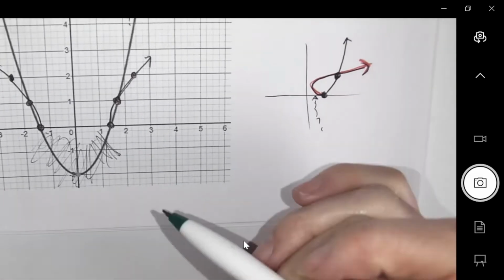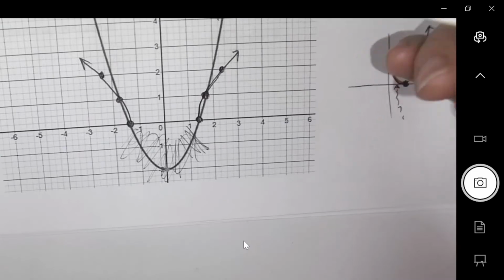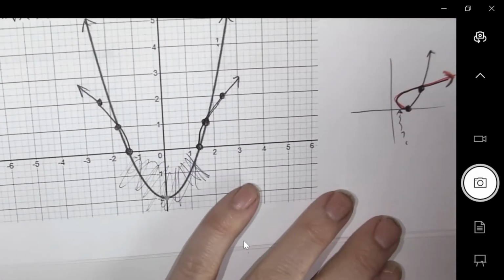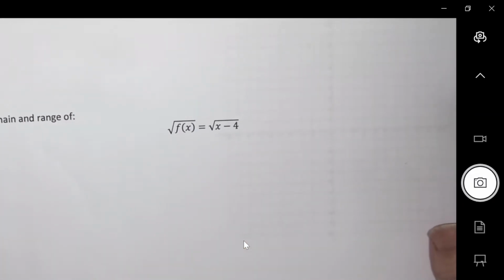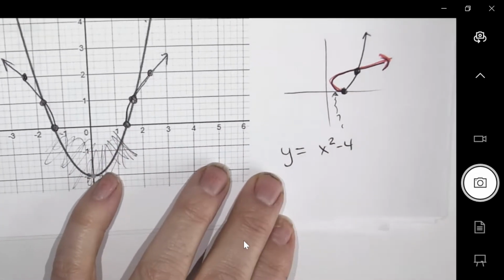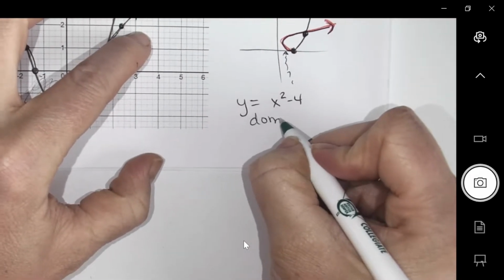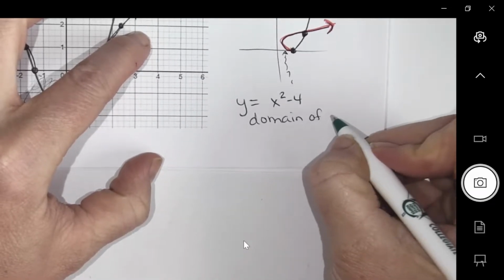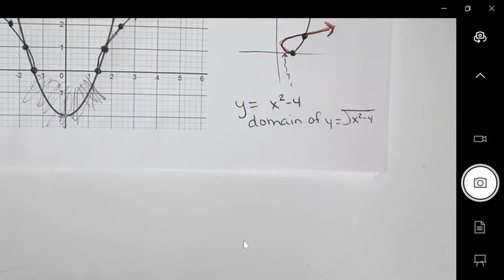Okay? Because when I look at the domain, I might have asked you a question like this. When you looked at this first graph, actually, you know what? Here, I should make another question here. I'm going to go like this. y equals x squared minus 4. Given the x squared minus 4, what's the domain of the square root of that?